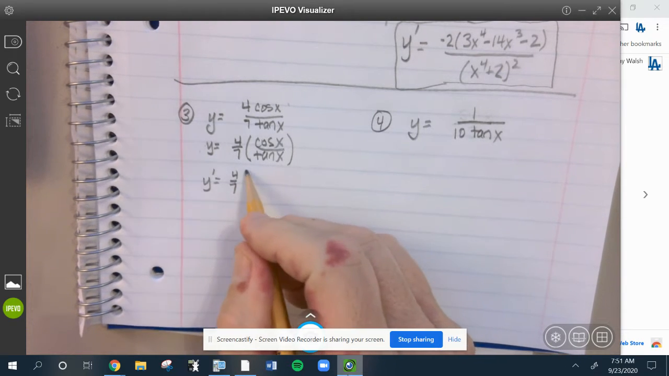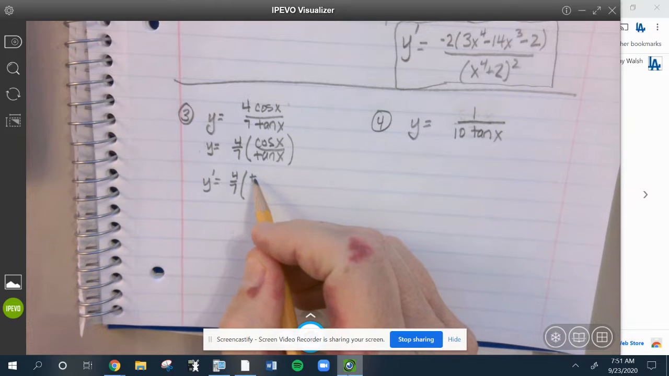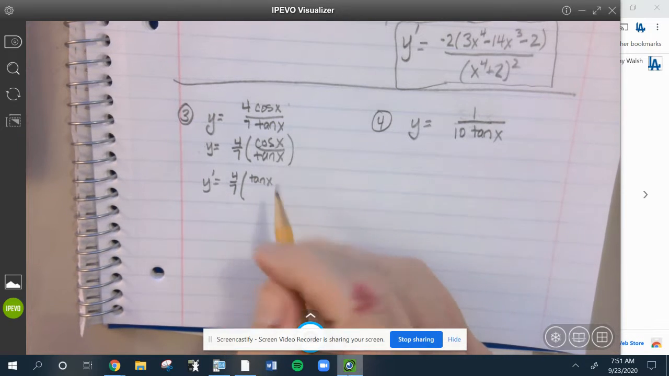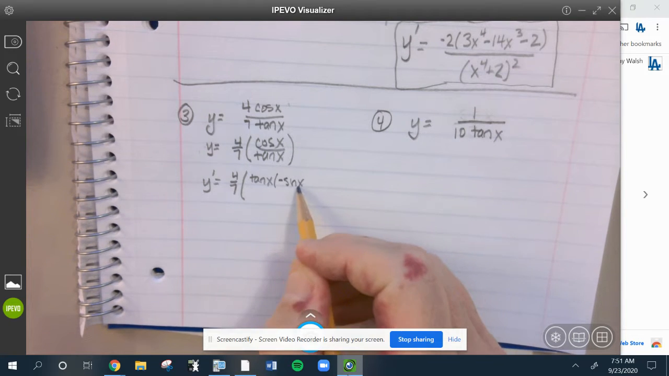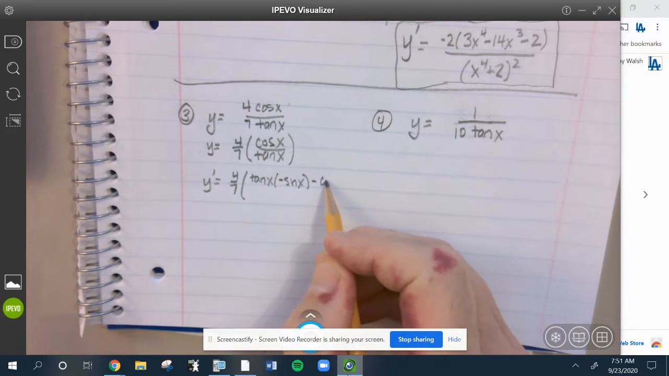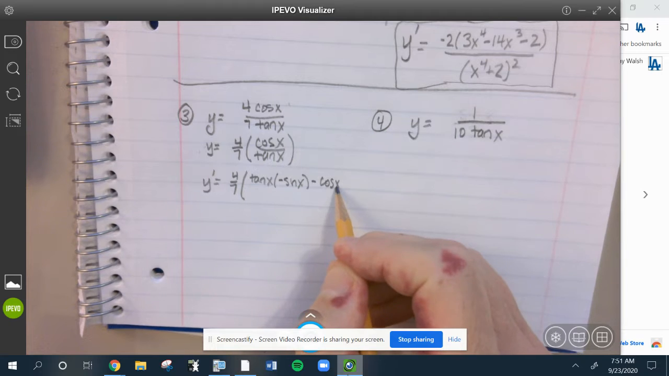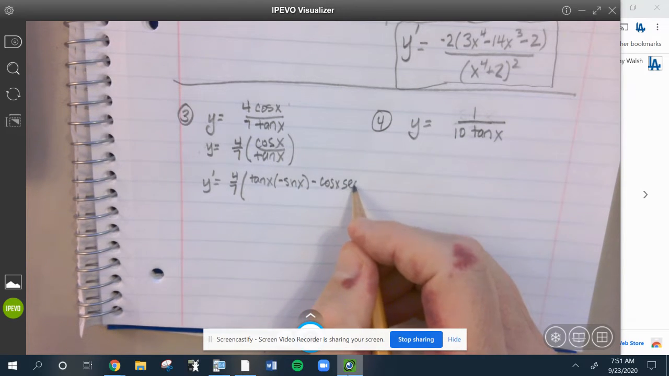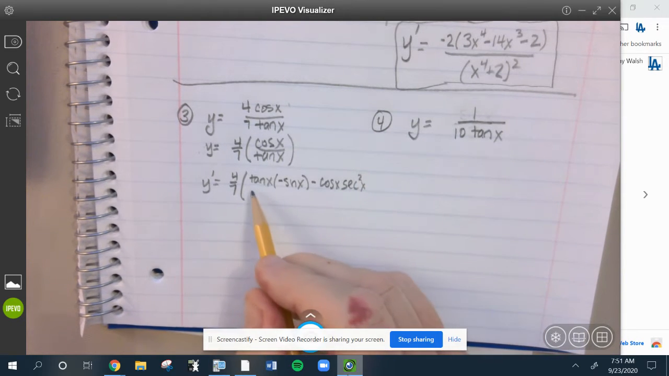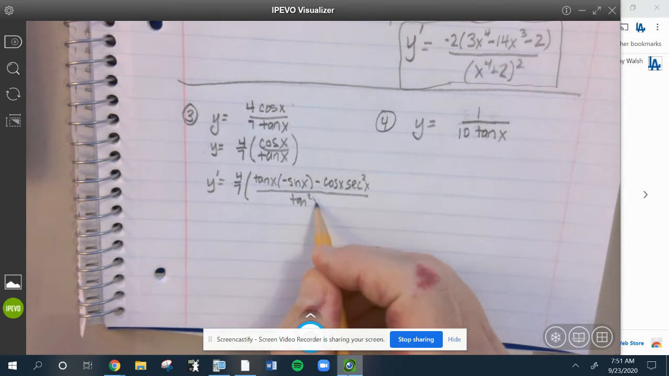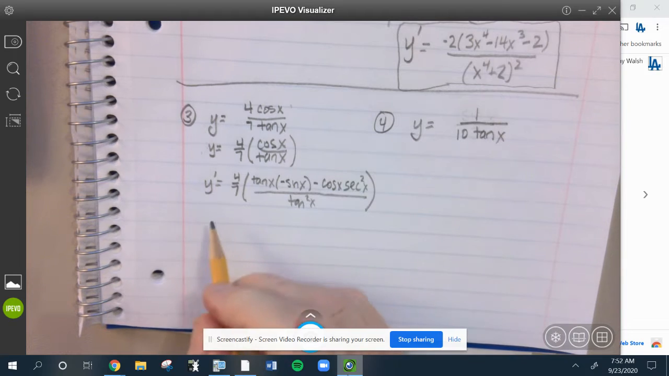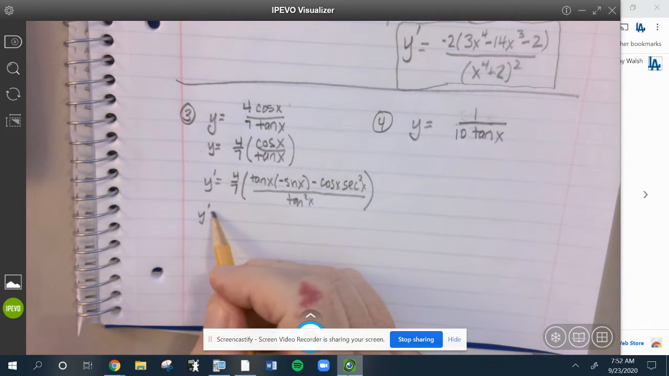is the quotient rule. So it's the bottom times the derivative of the top minus the top times the derivative of the bottom, secant squared, all over the bottom squared. I'm going to clean this up now.